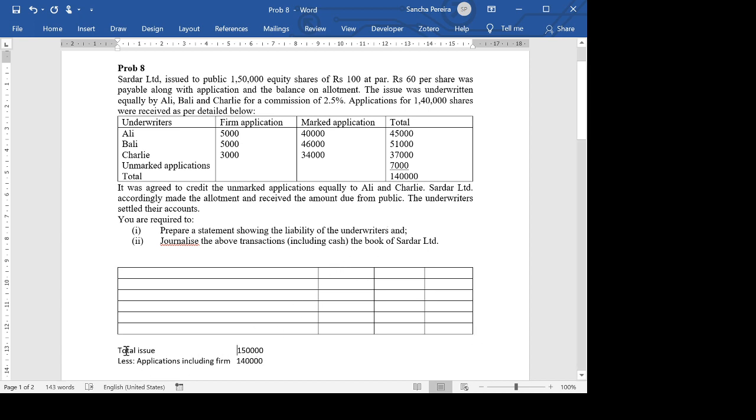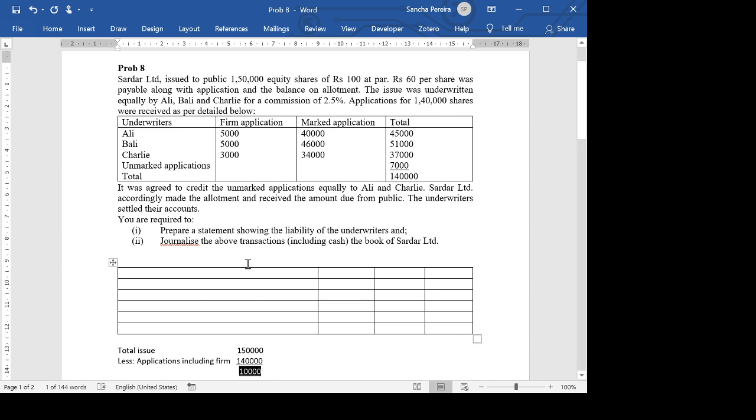So normally what I used to do, I used to take the total issue minus public minus firm. But here the firm is already included in this, so I don't need to do it separately. I just need to know how much has to be taken up by the underwriters, and that will be 10,000. So 10,000 shares have not been taken up by anybody yet, which will have to be taken up by the underwriters.